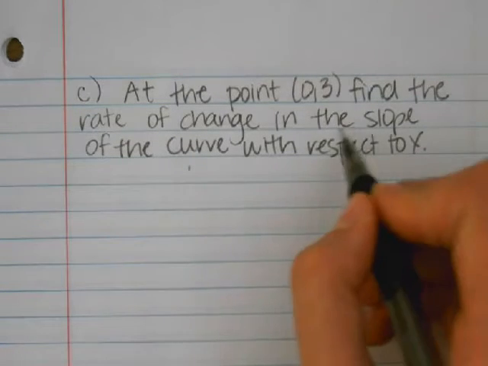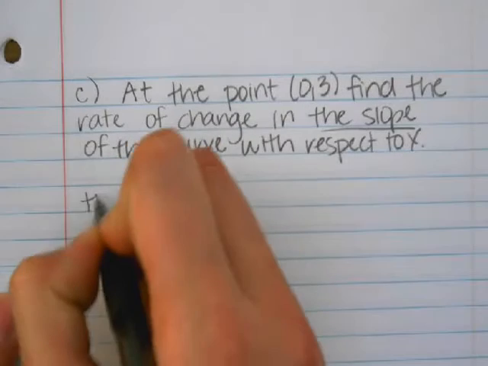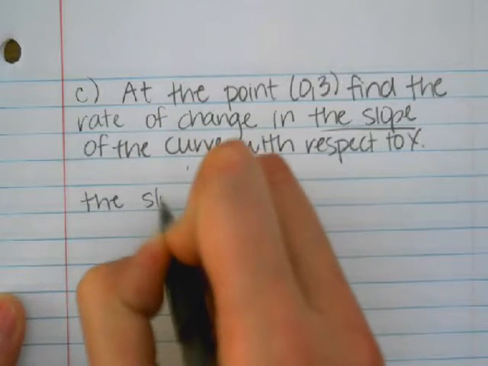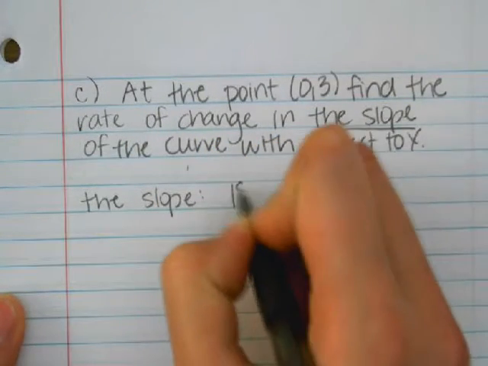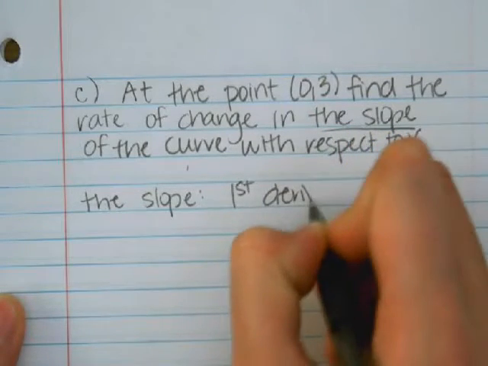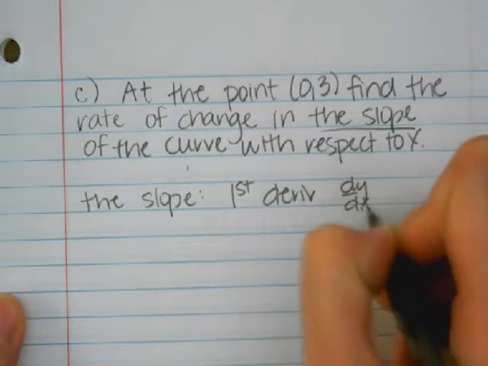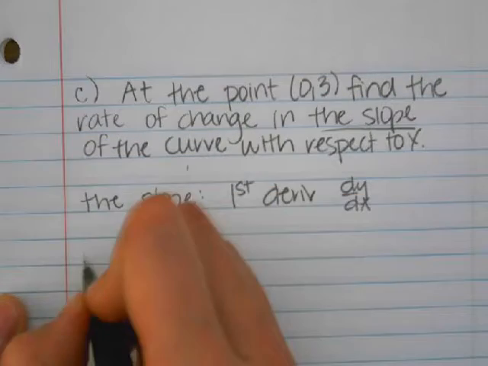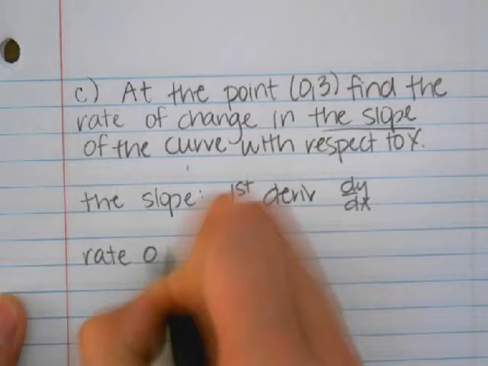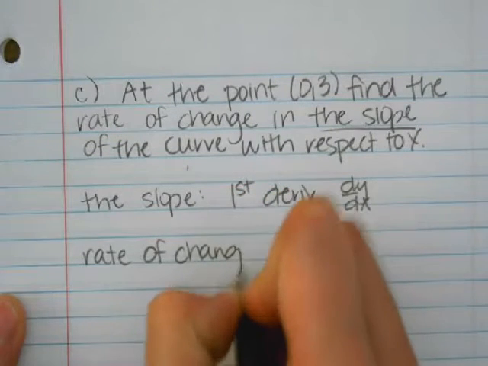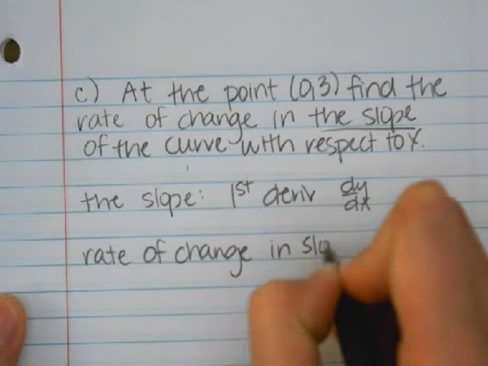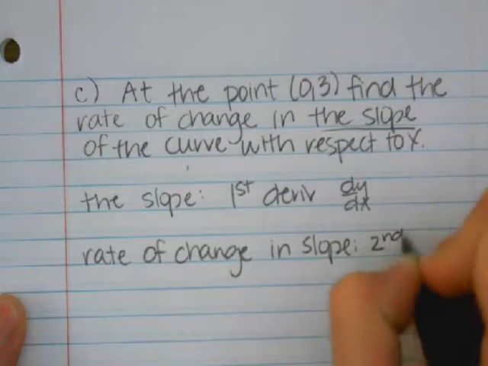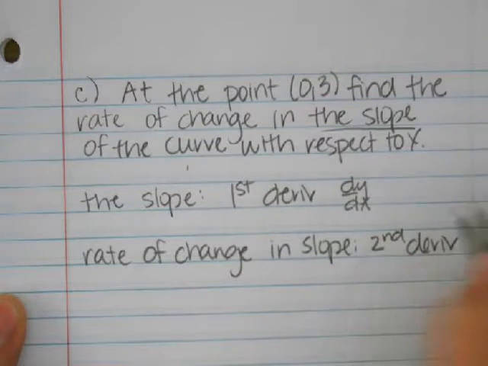So I'm going to say the slope is the first derivative, and that's the dy dx part. And then the rate of change in the slope is going to be the second derivative. And that is the part that I don't know how to pronounce. D squared y dx squared.